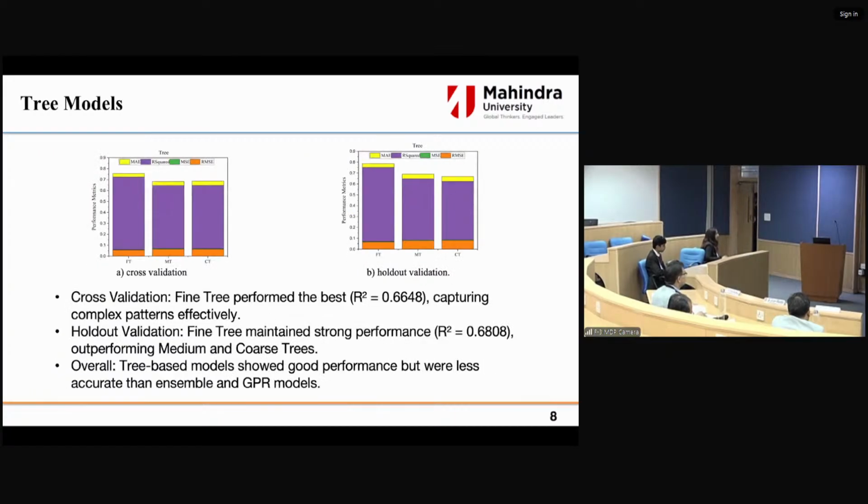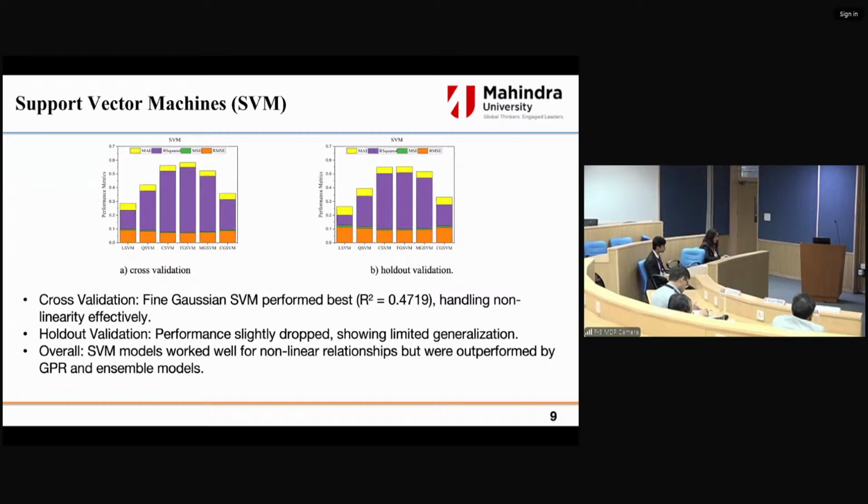Now moving on to tree-based models. Tree-based models, particularly fine tree, perform better than regression models. They effectively captured complex patterns in the data and achieved higher accuracy. However, another category of models, support vector machine, also showed promising results. SVM models, particularly fine Gaussian SVM, were effective in handling nonlinearity. However, they had limited generalization ability compared to Gaussian process regression and ensemble models.